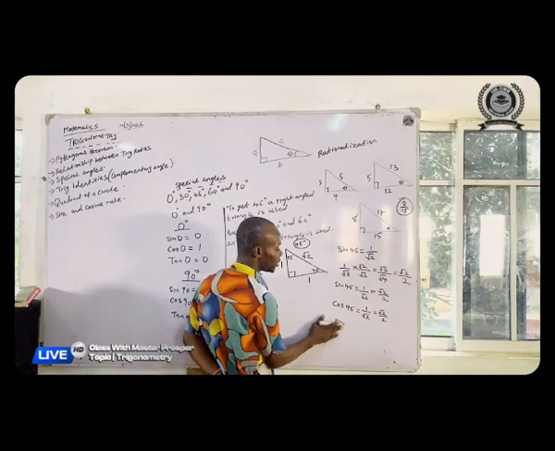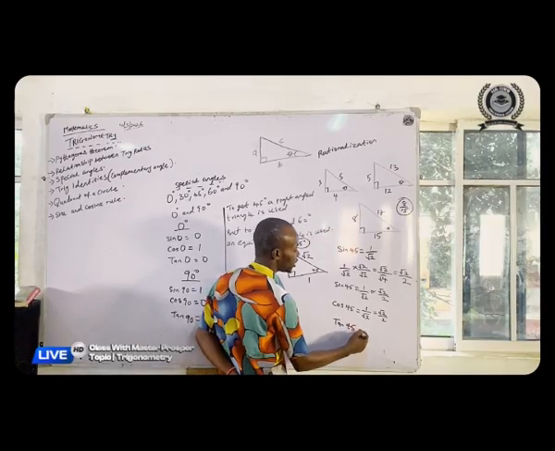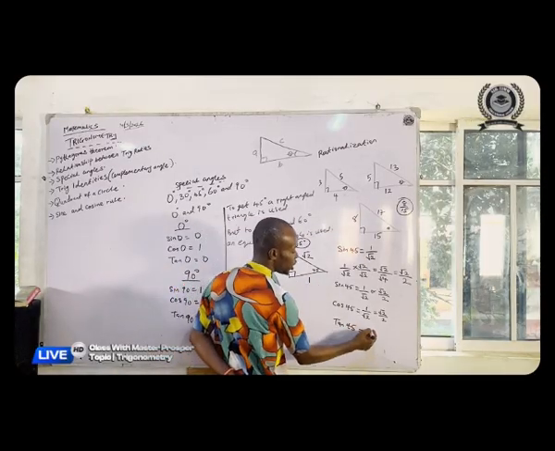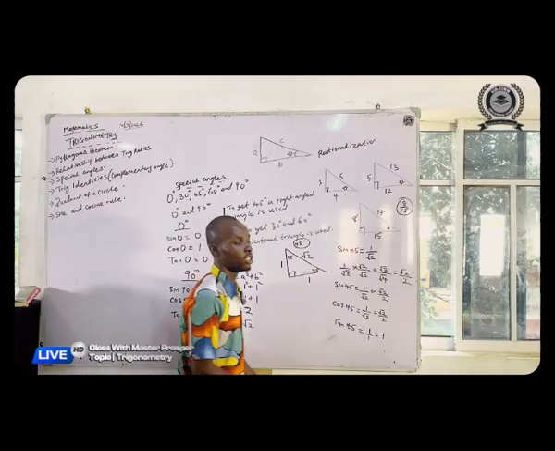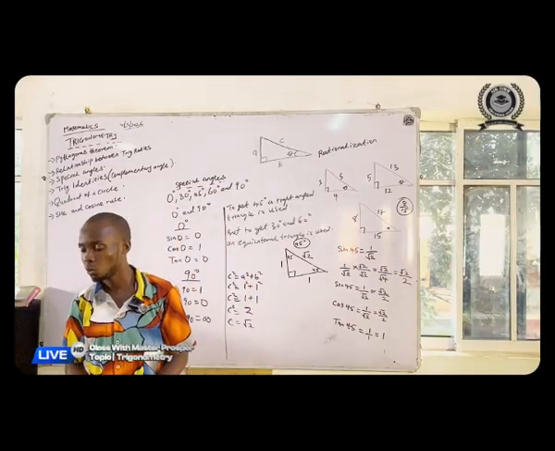Now I'm having that tan 45 is equal to opposite over adjacent, which is 1 over 1, which is equal to 1. That is why in your calculator, if you press tan 45 degrees, it will give you 1.